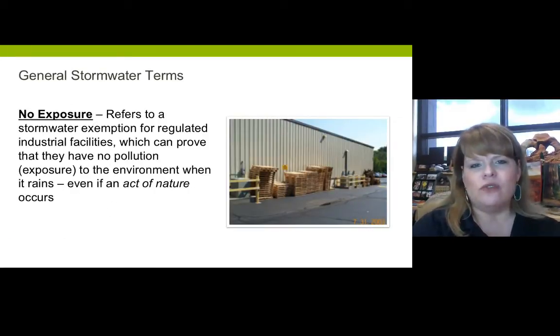No exposure. This deals with the industrial permit, and this refers to stormwater exemption for regulated industrial facilities which can prove that they have no pollution or exposure to the environment when it rains, even if an act of nature occurs. So let's say 20 inches fall tomorrow.